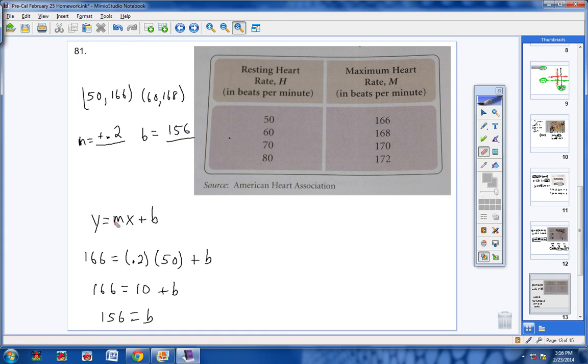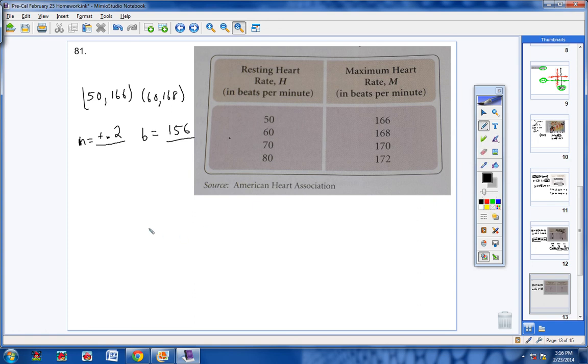So I am finally ready to write my linear model, and my linear model would be y equals 0.2x plus 156. So what does this model do for me? Well, I can plug in an x, and don't miss the point here that x is the resting heart rate. So you can tell me what a resting heart rate is. I will plug it in right here, and I will get out what your maximum heart rate should be so that you don't hurt yourself while you're exercising.